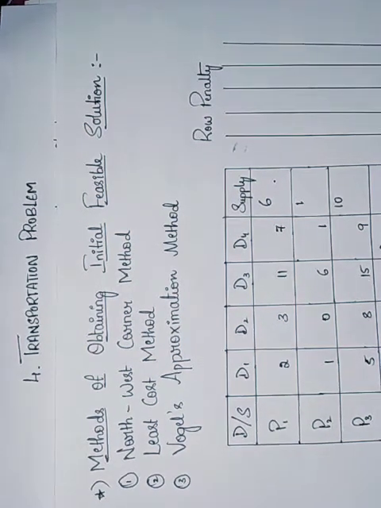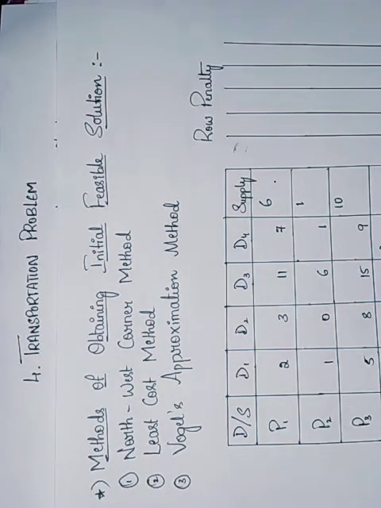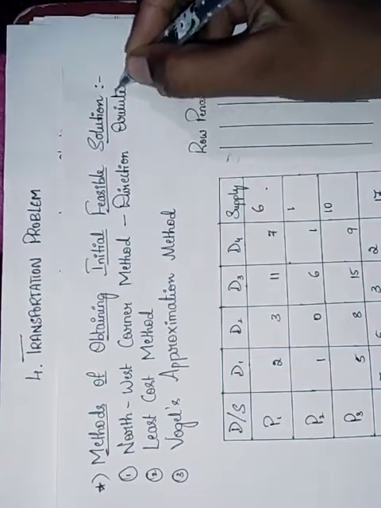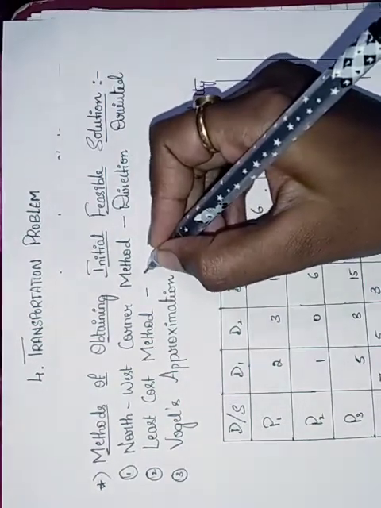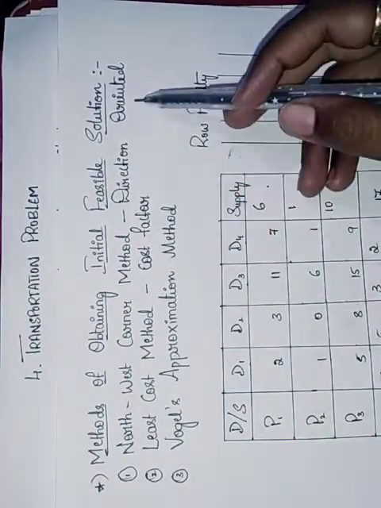Hello students, in the previous videos we have discussed methods of obtaining initial feasible solution in case of a transportation problem. Among those methods, the first one was the northwest corner method, which is a direction oriented method, wherein the second method, that is the least cost method, concentrates on the cell which has the least cost. That means this method concentrates on the cost factor rather than direction, unlike the northwest corner method.